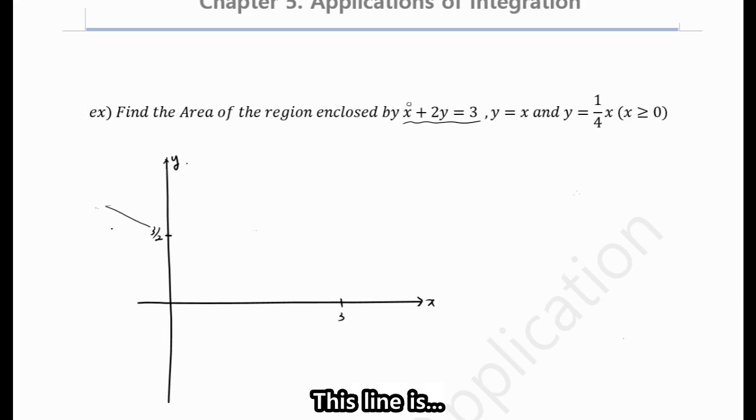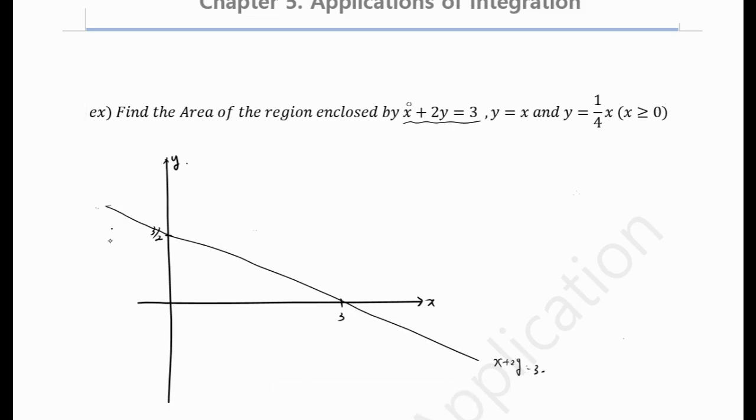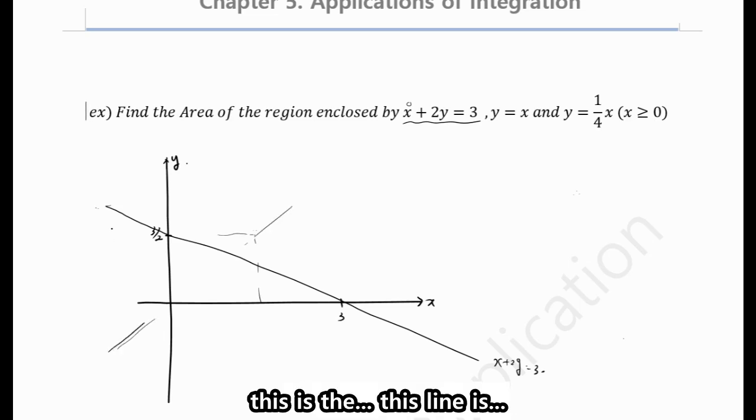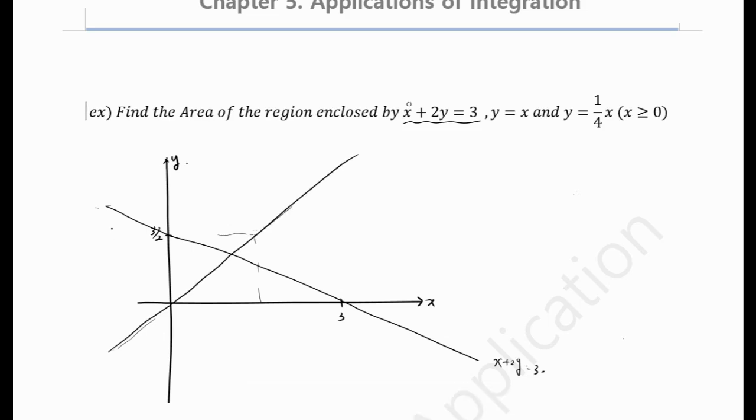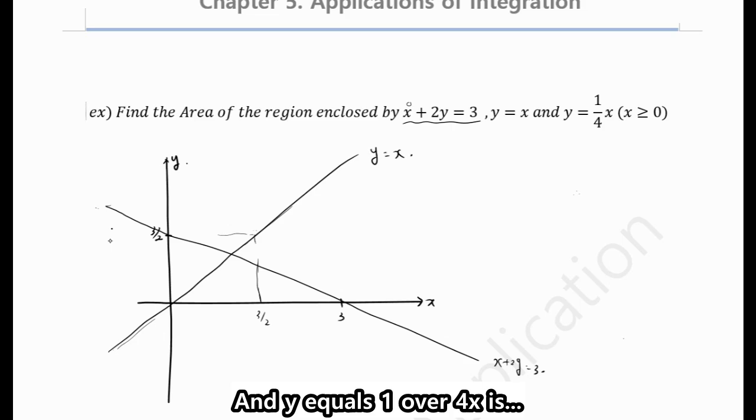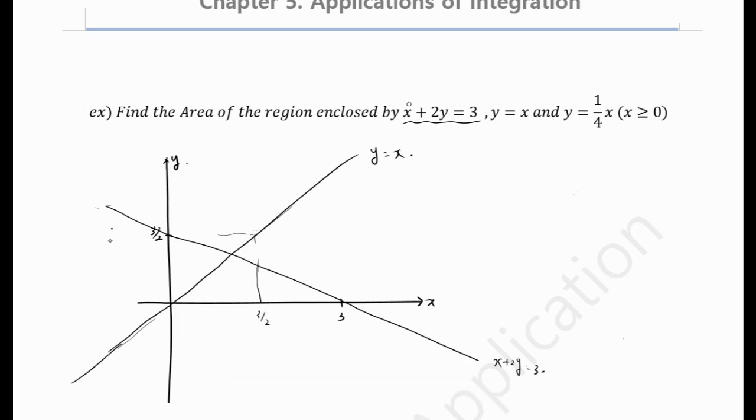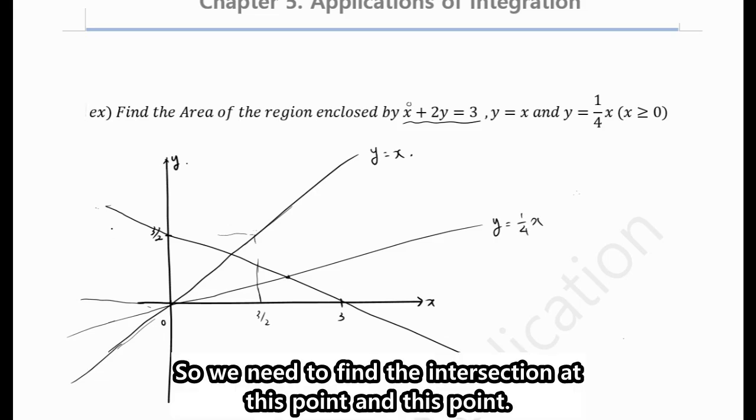This line is x plus 2y equals 3. Y equals x is this line, and y equals 1 over 4x is this curve. So we need to find the intersection at this point and this point.